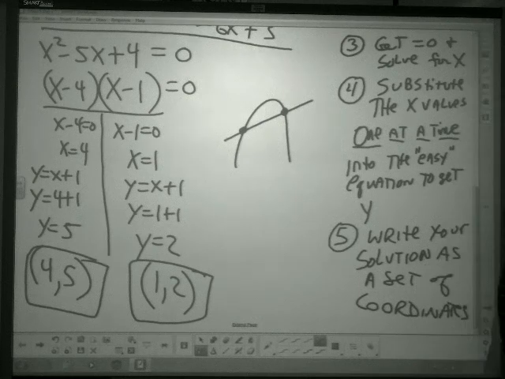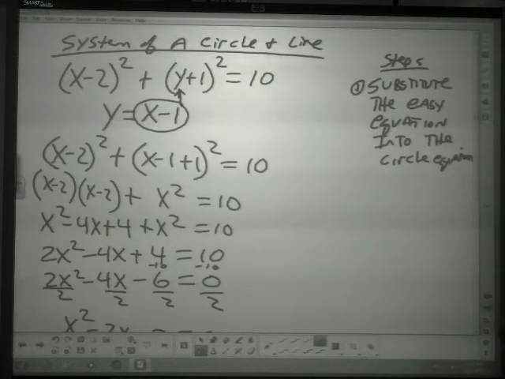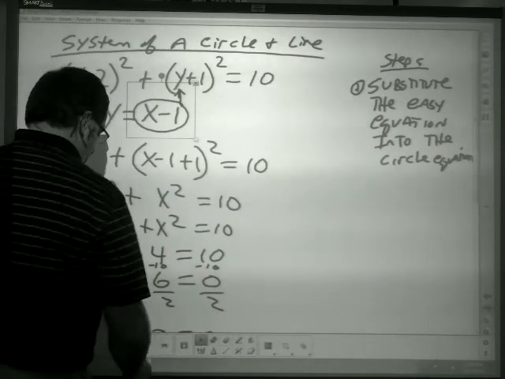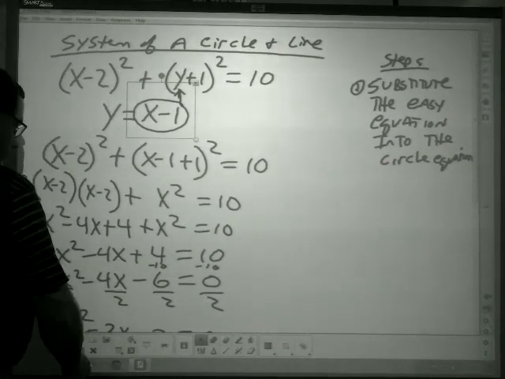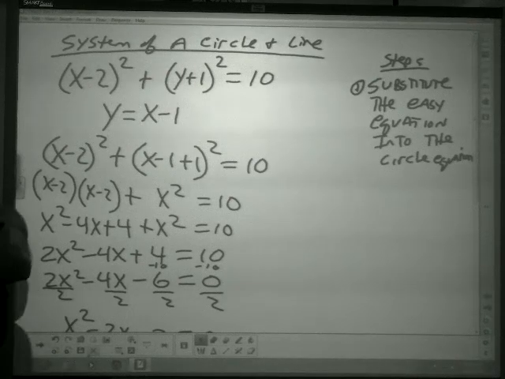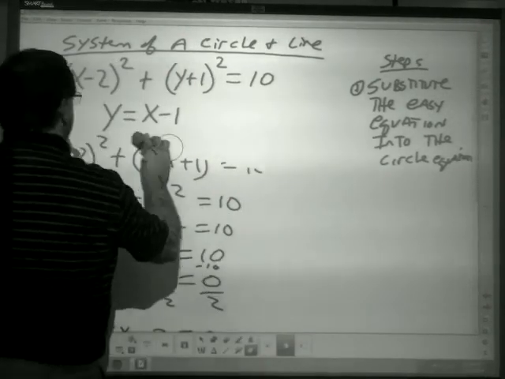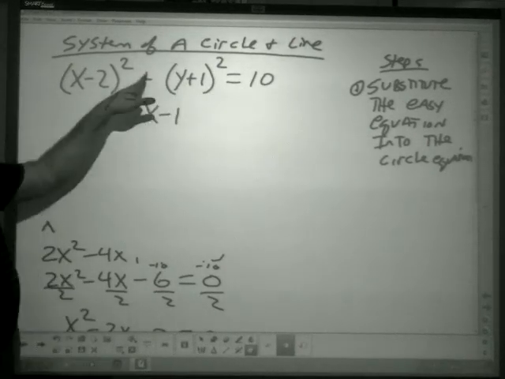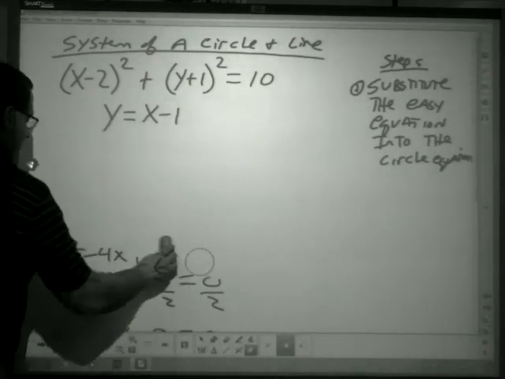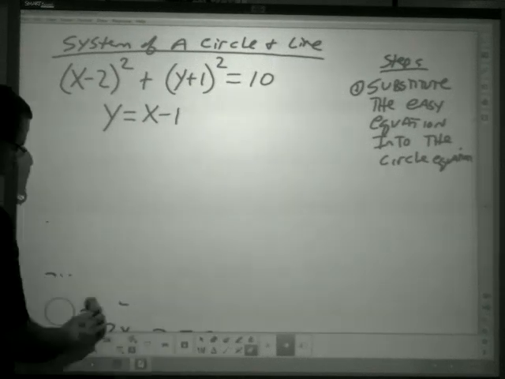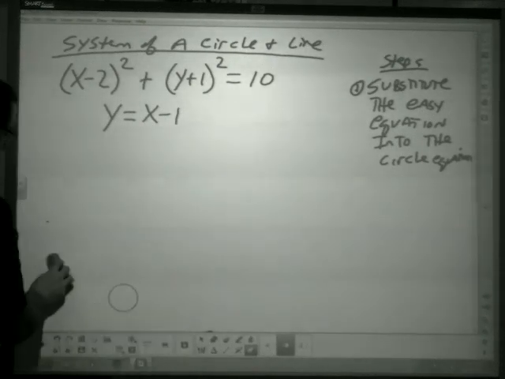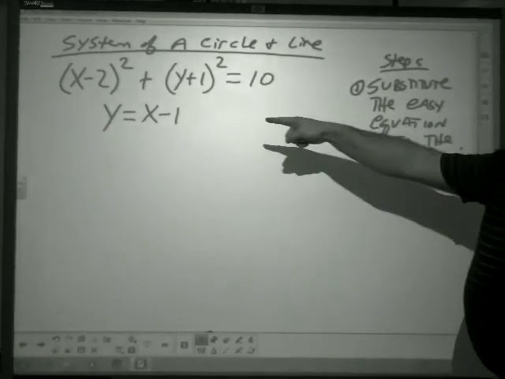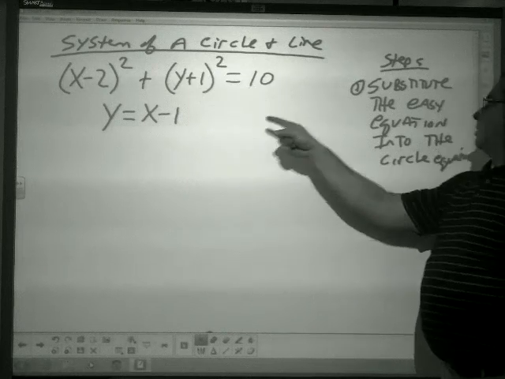Okay? One other case. What if we have a circle and a line? So, here's what we're going to do. We have a circle and a line. Now, what we're going to do is solve taking an approach similar to what we started with last time. You have an easy equation and a hard equation.